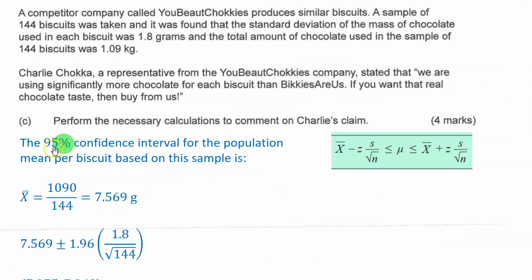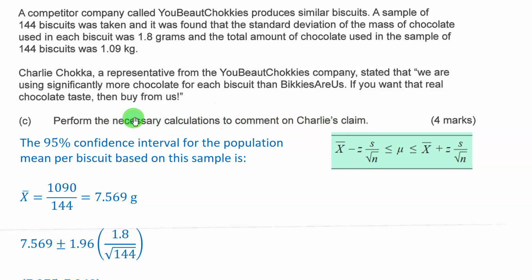Over the page, what's going on? For a competitor company, a sample of 144 biscuits has been taken, and they found the standard deviation of the mass of chocolate in the biscuits was 1.8, and the total amount was this. Then Charlie Chocker said, we are using significantly more chocolate in each biscuit than Vicky's Biscuits. If you want real chocolate taste, buy from us. What calculations are needed to comment on this claim?